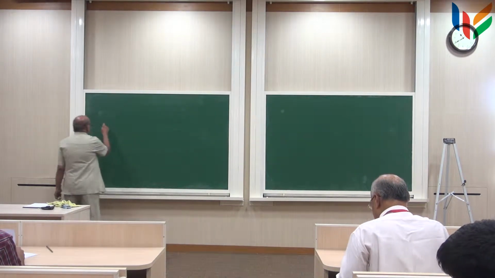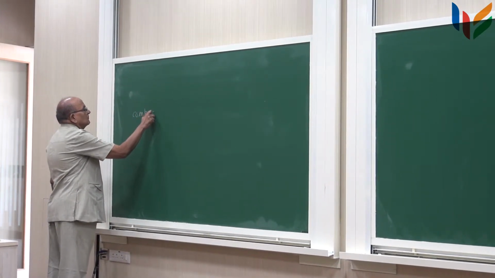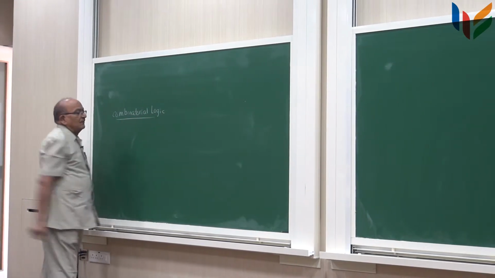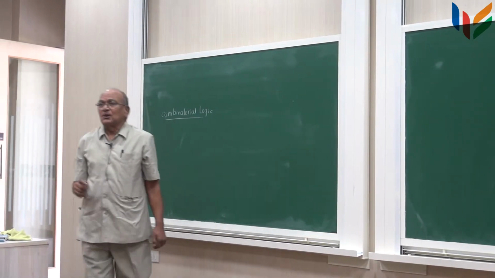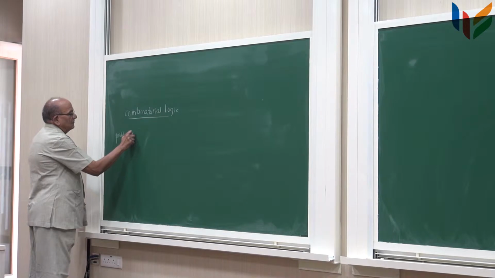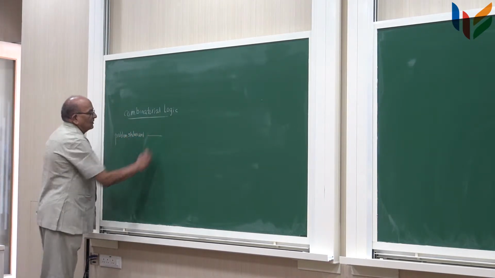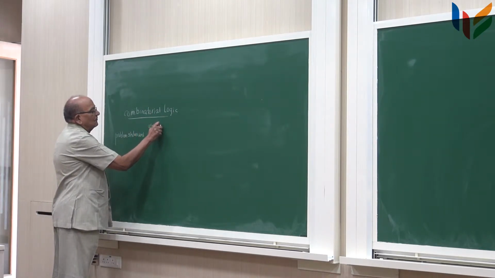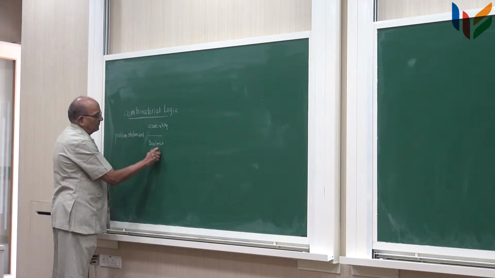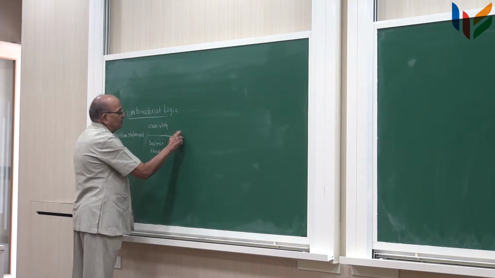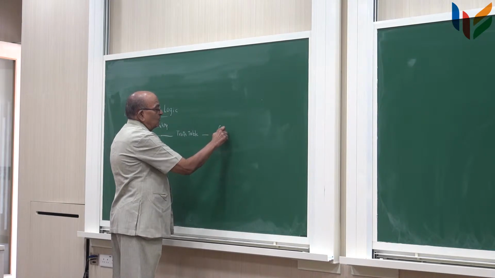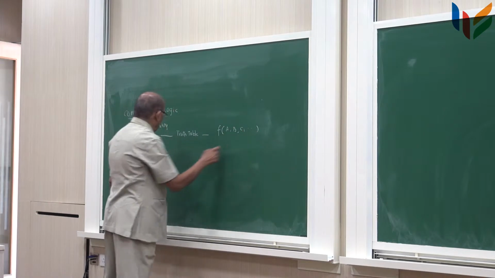So in the last class we were discussing the combinatorial logic. And the process of designing the combinatorial logic circuits is: there's a problem statement, convert it by associating some variables, we write the truth table, and from the truth table we find out f as a function of these variables.